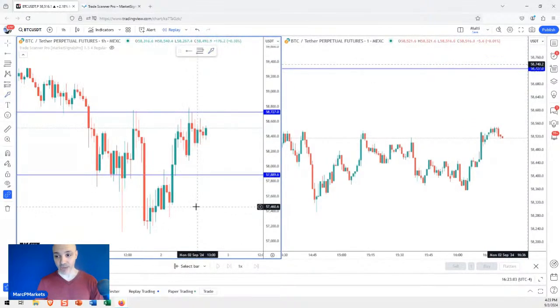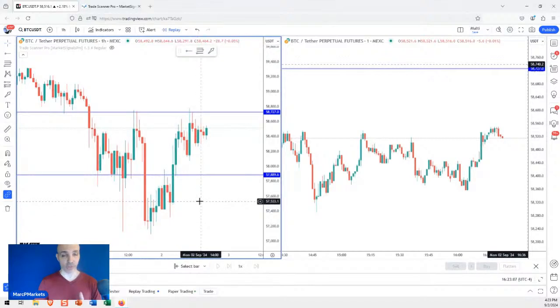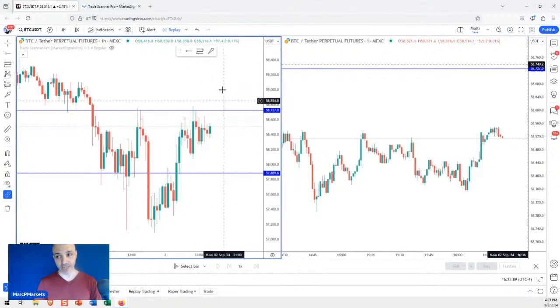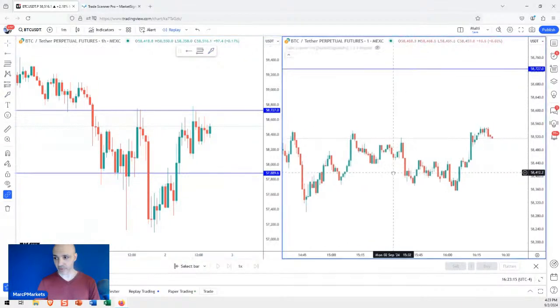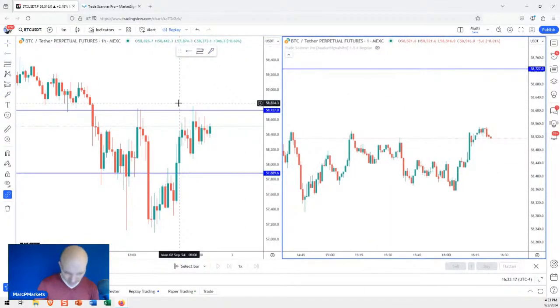So now I have to decide, which way am I going to play this? Which way am I going to go? Am I going to go with the short or am I going to go with the long? Which idea would you guys go with? I hope I'm not confusing people. Which idea would you guys go with?